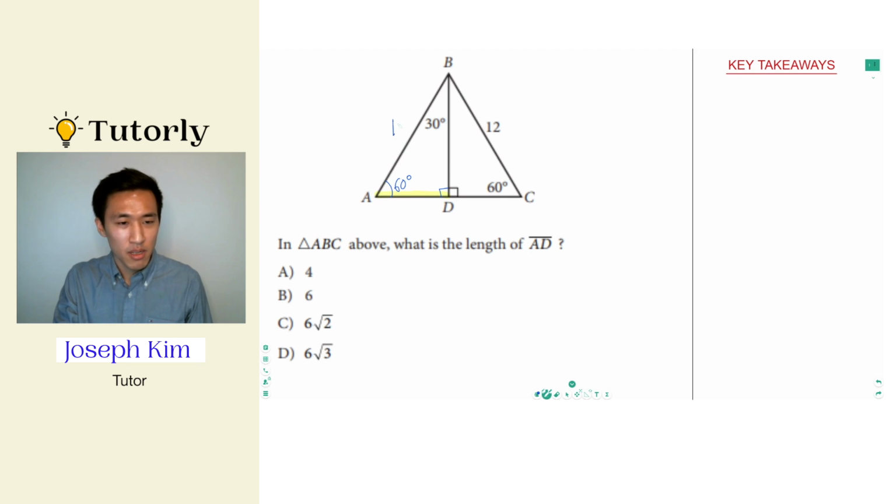Perfect. But we're still trying to find the length of side AD. So where do we go from here? You'll notice that triangle ABD is a right triangle because of this right angle, and we're given the length of the hypotenuse to be 12.